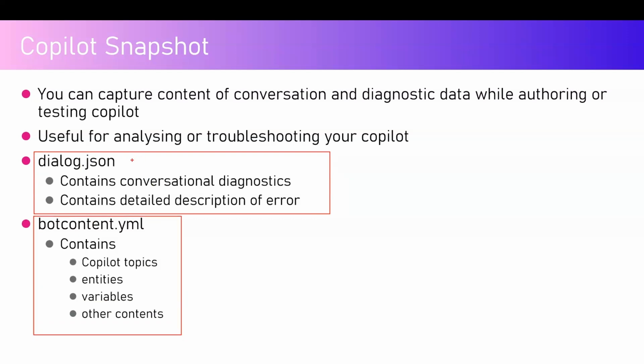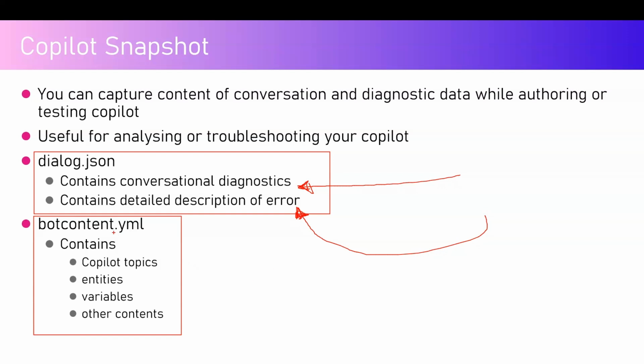Now, what does dialog contain? The dialog is related to topics. It is related to the conversational diagnostics. So if you want to explore the conversational diagnostic, then you need to look into the dialog.json file. It contains a detailed description of the error if your bot has encountered one.